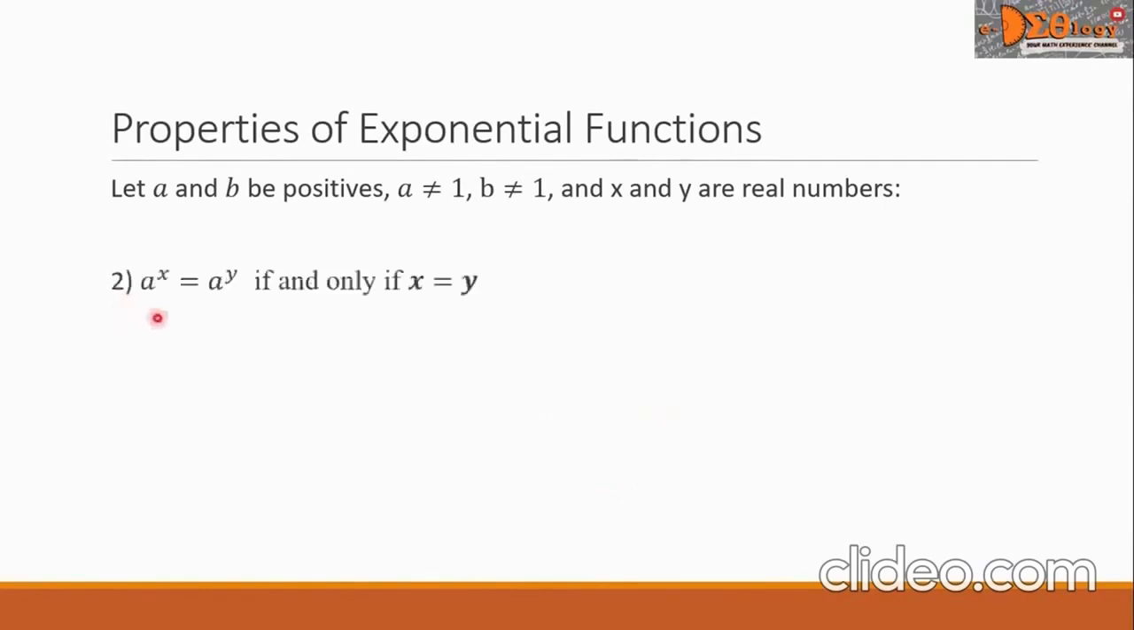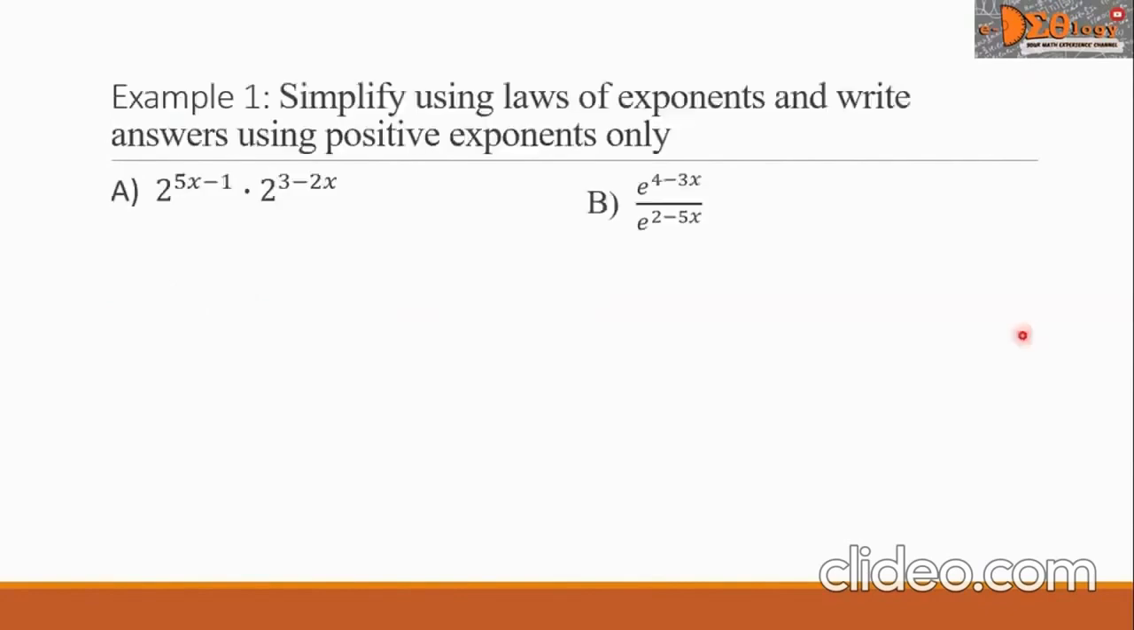Property number 2 is a raised to x equals a raised to y if and only if x equals y. There is a restriction that a is not equal to 1. Property number 3, a raised to x equals b raised to x if and only if a equals b. There is a restriction that x is not equal to 0. Let's go now to sample problems.